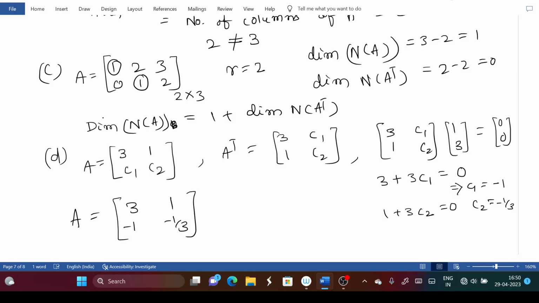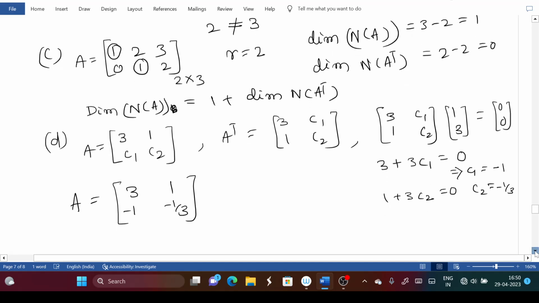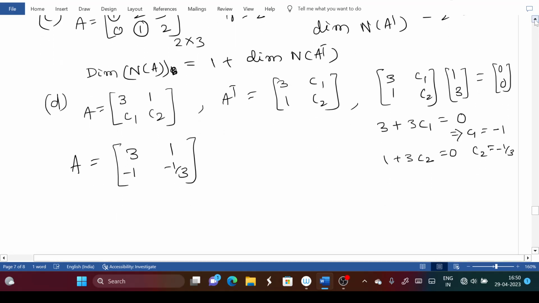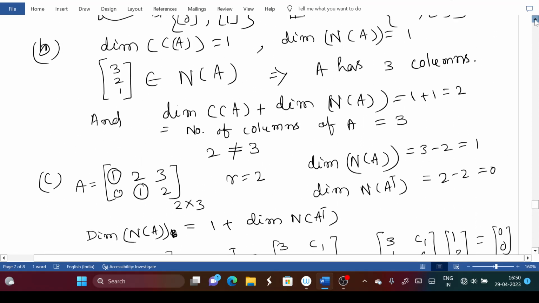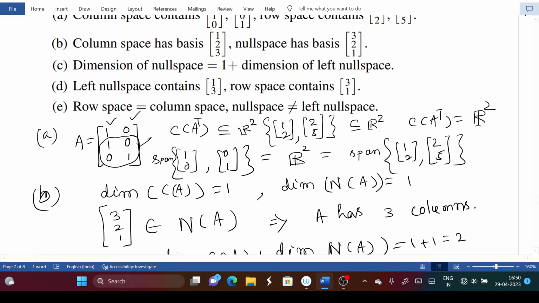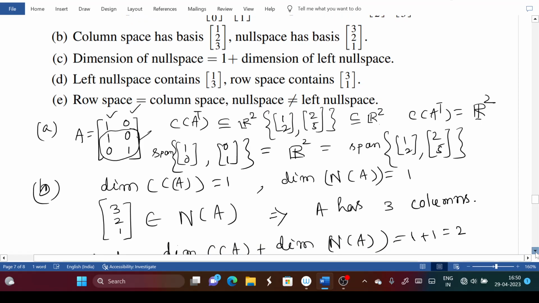It has (3, 1) as the row space basis and (1, 3) as its null space basis. Okay, next part, last part. Row space is equal to column space, but null space is not equal to left null space.